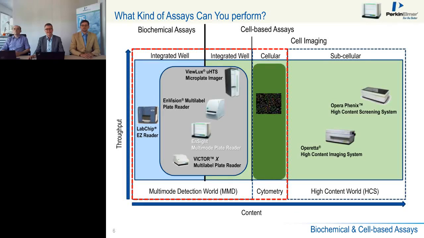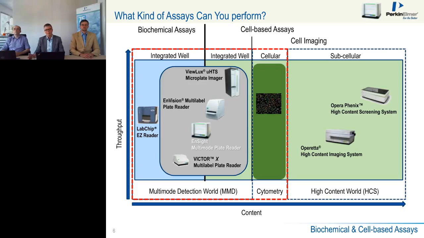So what kind of assays can you run on the new machine? Let me introduce the overall portfolio, and then you will see what you can do with the EnSight. So for the multimode detection, we have for the biochemical assays the EasyReader. When you want to run cell-based assays, integrated assays, we talk about numbers or number per well, you can use the Victor, our Envision, or for ultra-high throughput screening, the ViewLux.